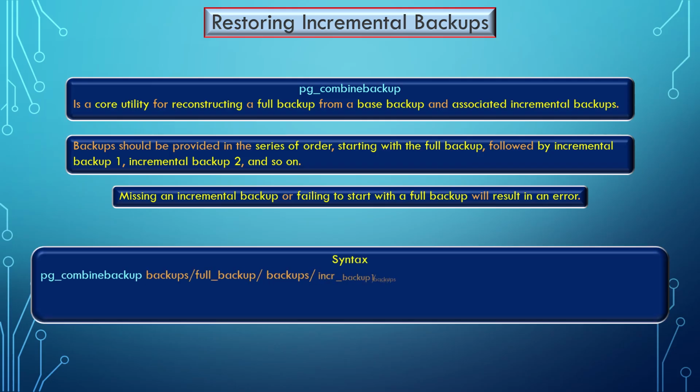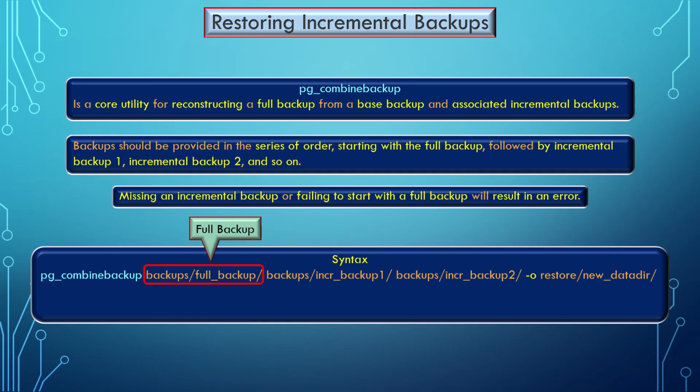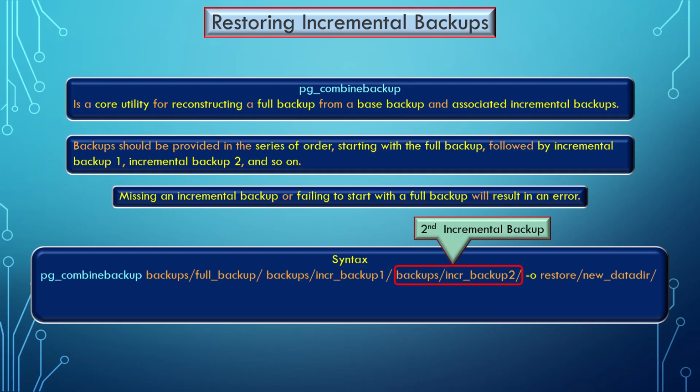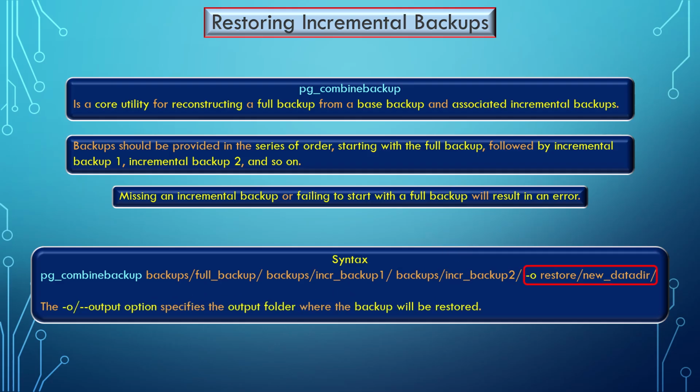The syntax for using pg_combinebackup is shown below. First, you start off with the location of the full backup, followed by the location of the first incremental backup, then the location of the second incremental backup, and so on. The -O option specifies the output folder where the backup will be restored.